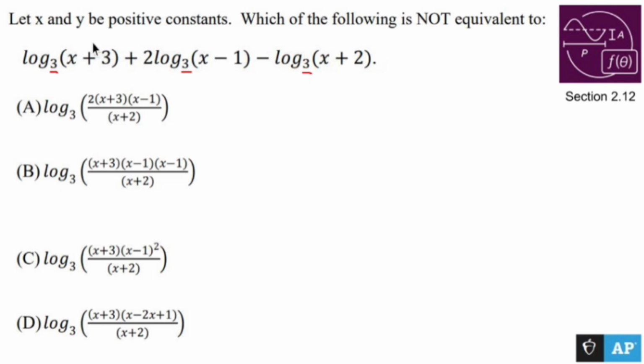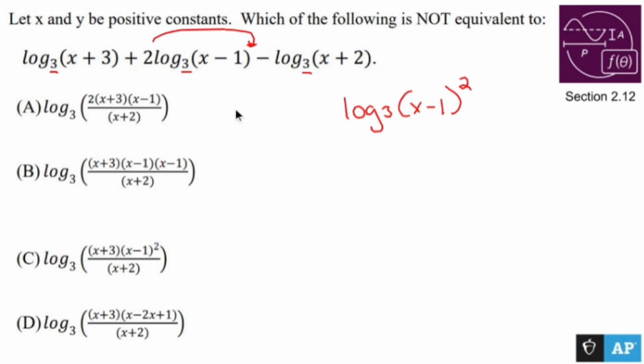Now, you always want to combine things that are adding first. When adding 2 logs of this, oh, I didn't even notice that. This has a 2 out in front. I take it back. This is the first thing you want to do. If you have a coefficient attached to a log, you're allowed to take that number and set it as the exponent to the stuff inside the log. So that middle guy becomes log base 3 of x minus 1 squared.